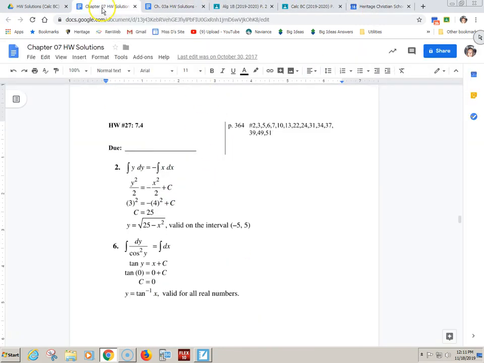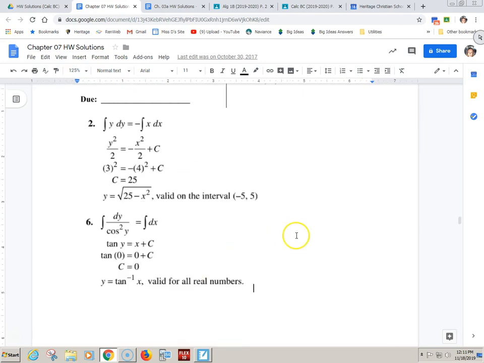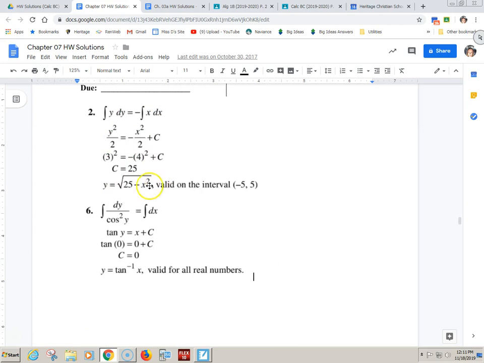Exponential growth and decay. That's not you. This is you. Here we go. Number 2 and 6. I think you were just solving the differential equation by separation of variables. That sound right? Okay. So you were separating, you were integrating, and hopefully you ended up with y equals the positive square root of 25 minus x squared. Otherwise, y could not be a positive 5.